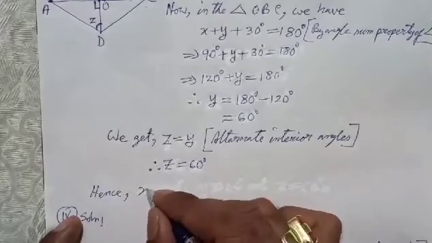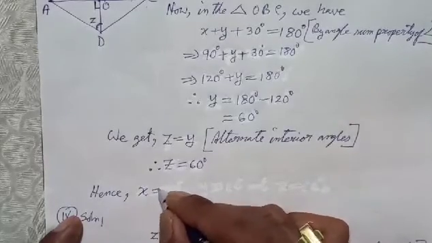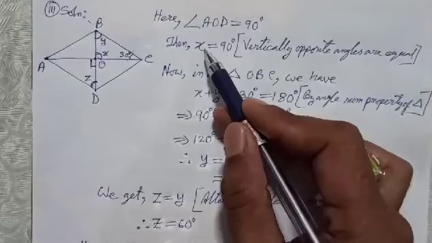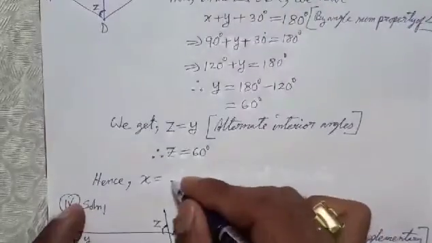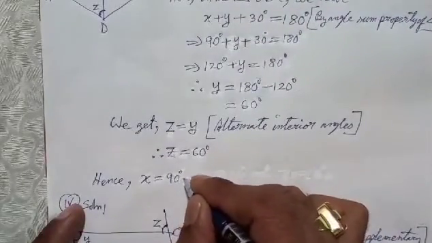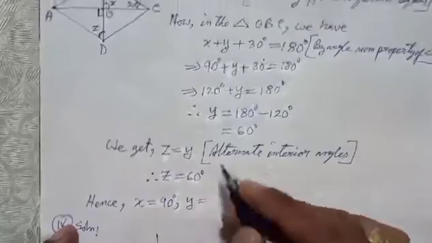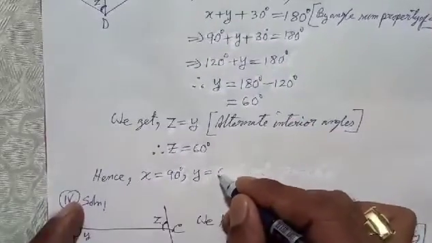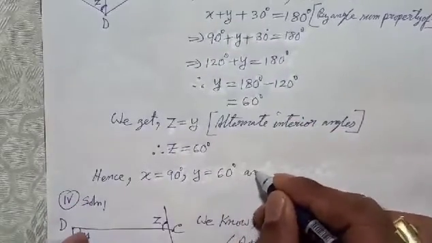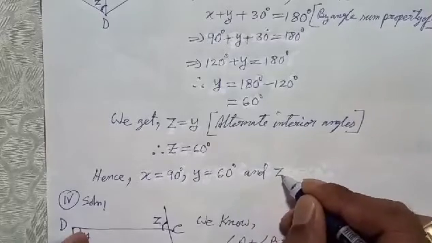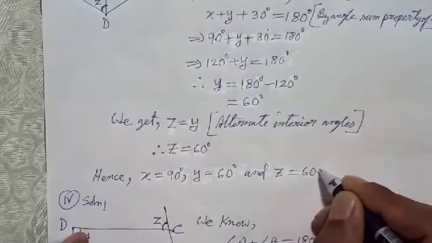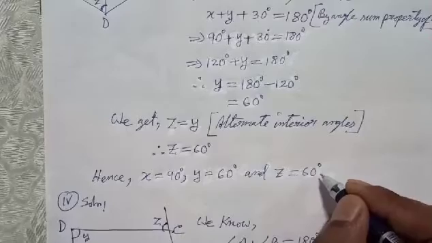Hence x is equal to 90 degrees, y is equal to 60 degrees, and z is equal to 60 degrees. Here this question is over.